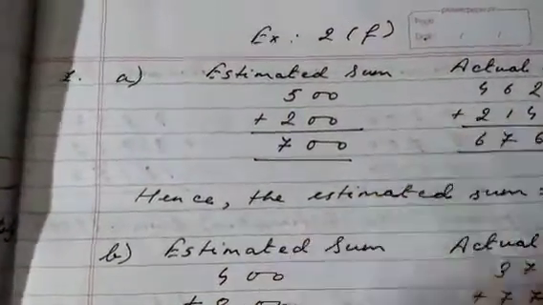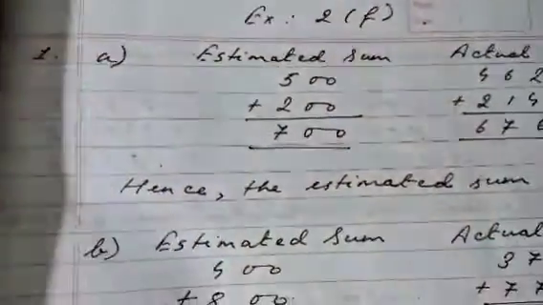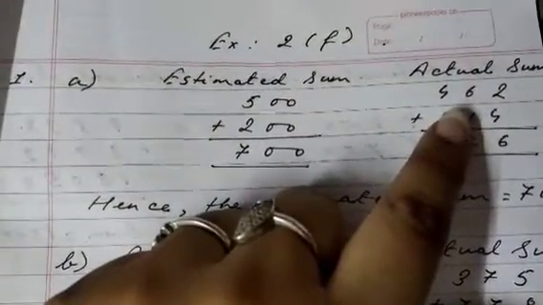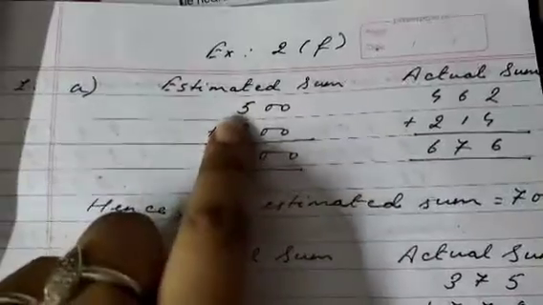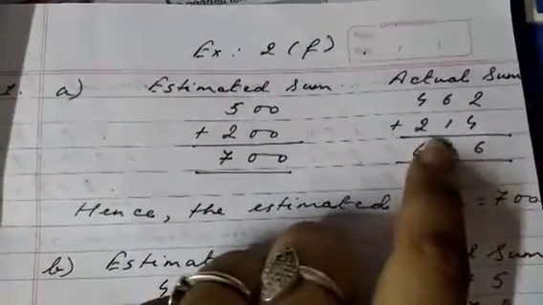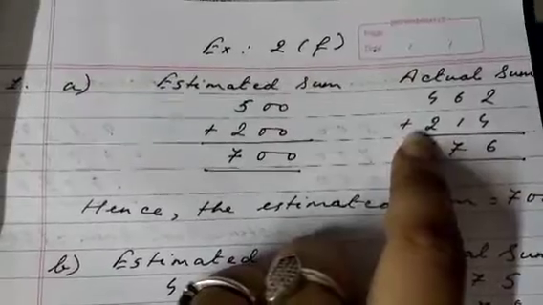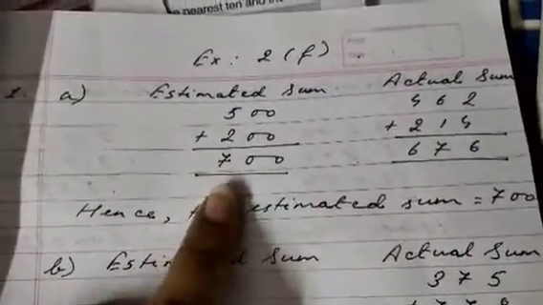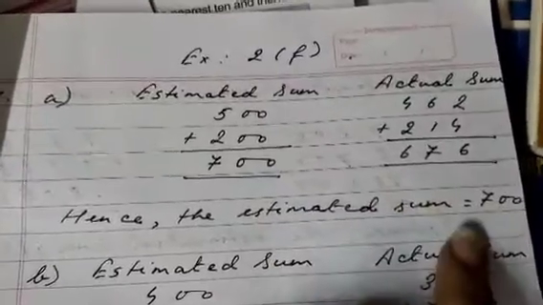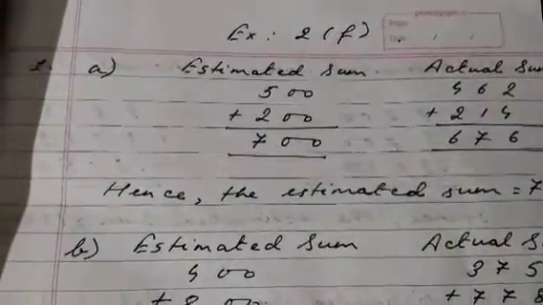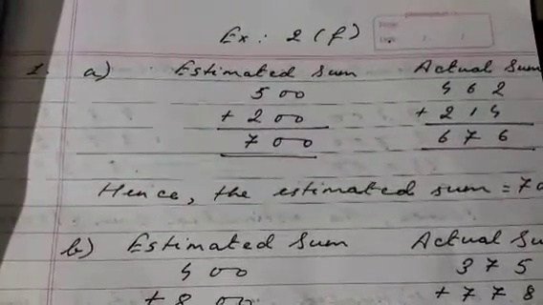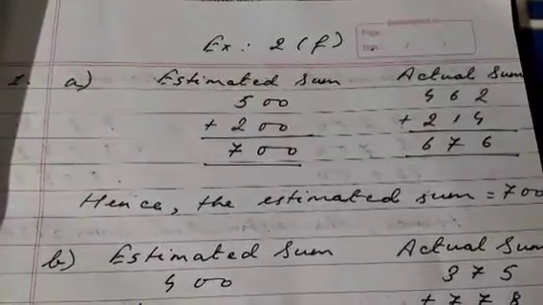462. And here it's given nearest hundreds. Nearest hundreds means you have to see the tens place. In the tens place, 6 is a strong number. So 4 will become 5. So 500. And here in the tens place, 1 is a weak number. So 2 will remain as it is. Rest will become 0. So 200. So 500 plus 200 will give you 700. So 700 is your estimated sum and 676 is your actual sum. See, you have understood or not.